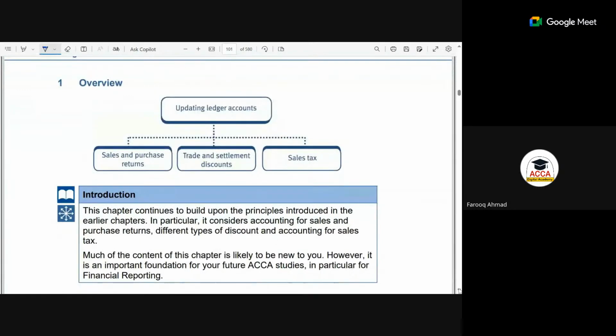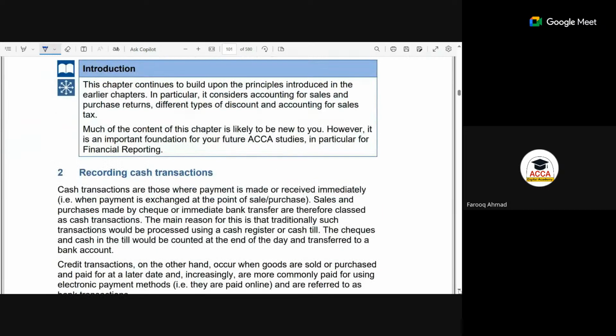So, overview: update ledger accounts and the sales and purchase returns, trade and settlement discount, and sales tax. We will be going through all this area. So go through this one.